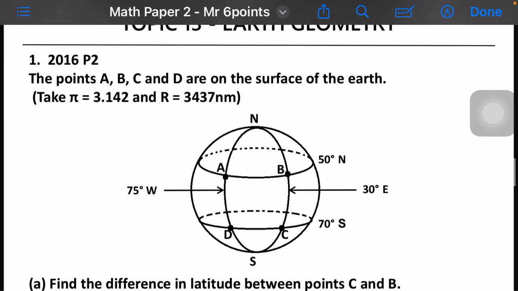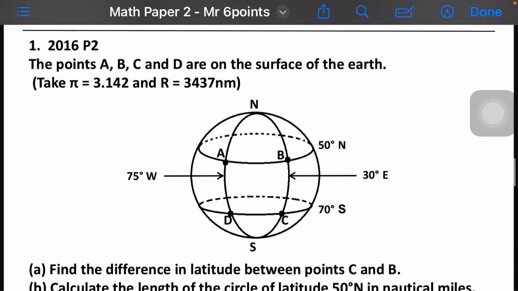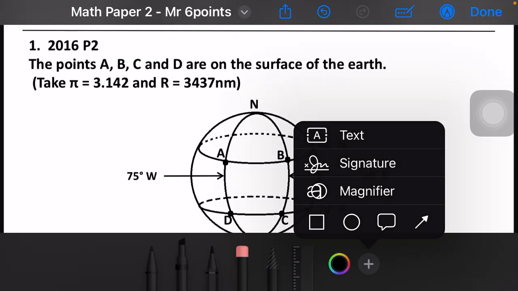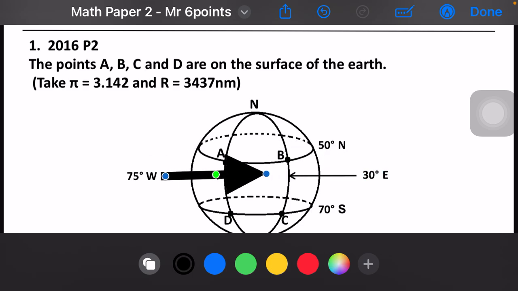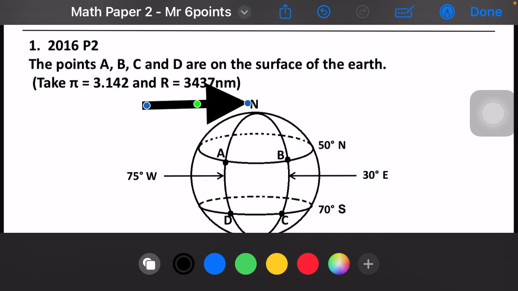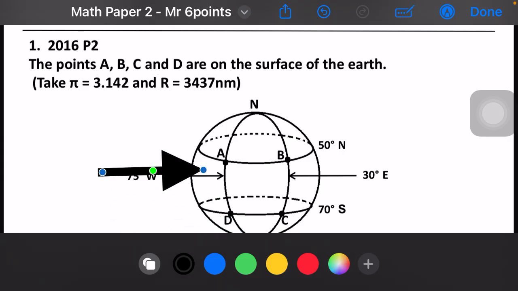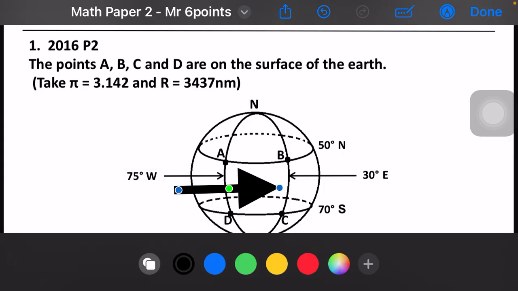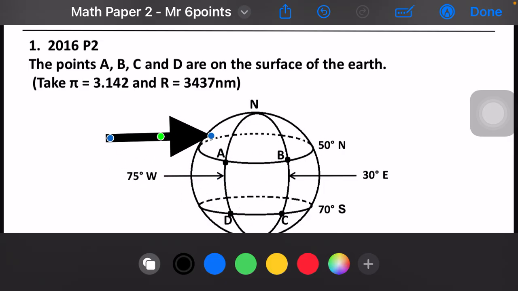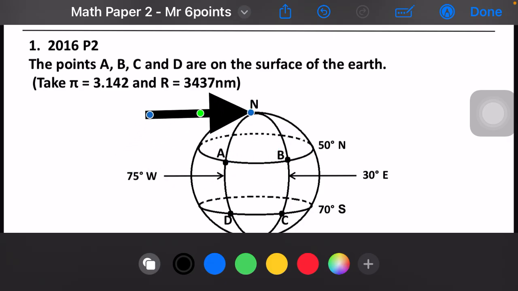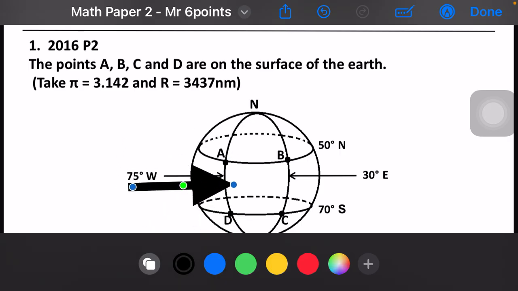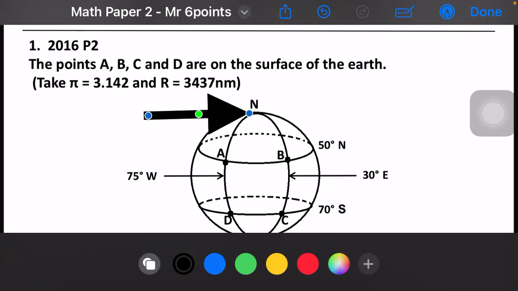So the things you need to know to understand this topic is that you need to know what these lines are called. Lines which are going from the north to the south pole, and lines which are moving from the west to east. You need to know these lines, what they are called and what their names are. So for starters, the lines which start from the north going to the south, we call these lines what? Longitudes, or great circles.